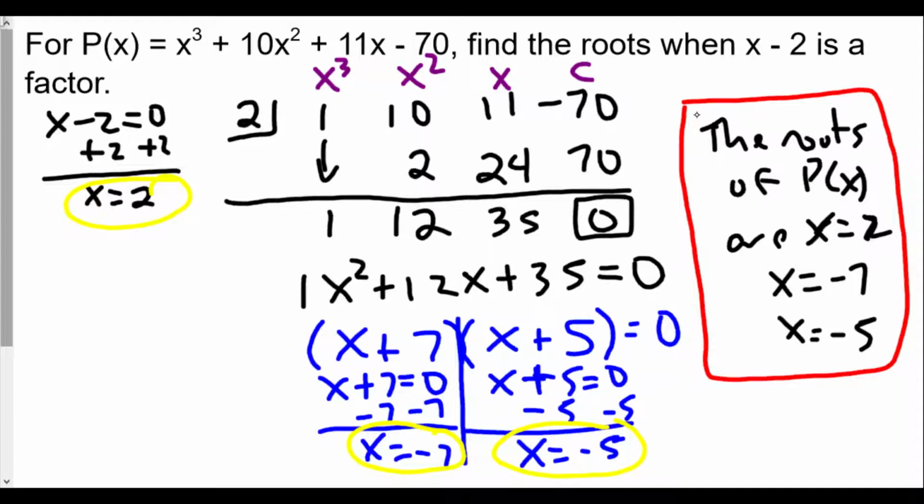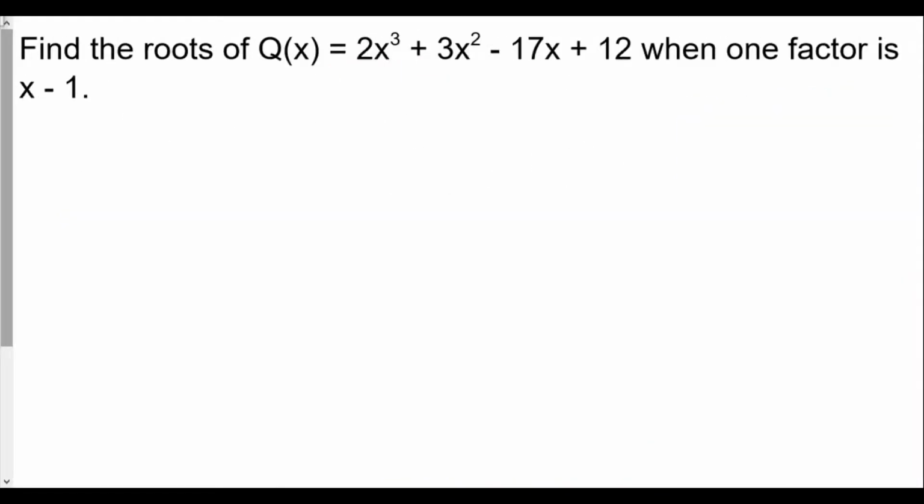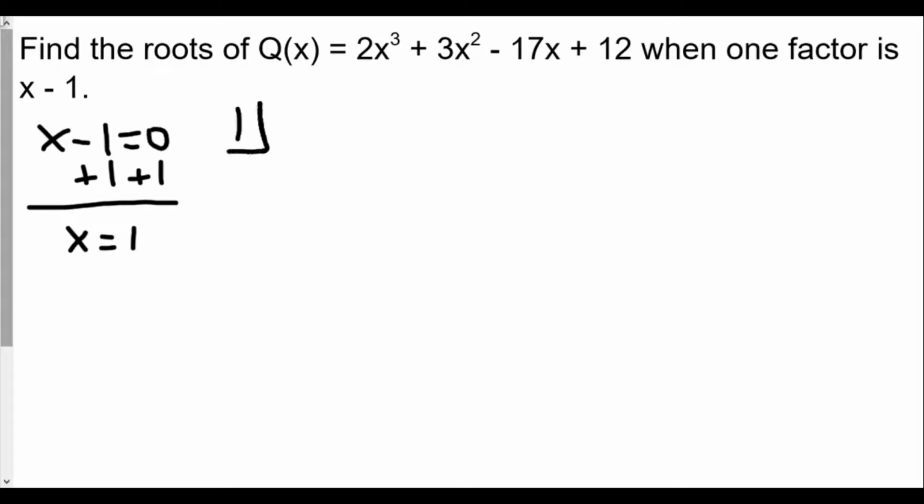Let's look at another example. Find the roots of q of x equals 2x cubed plus 3x squared plus 17x plus 12 when one factor is x minus 1. Like before, we're going to set x minus 1 equal to 0, and then solve for x to get x equals 1. This is our first root and will be what we use to multiply when we do synthetic division.